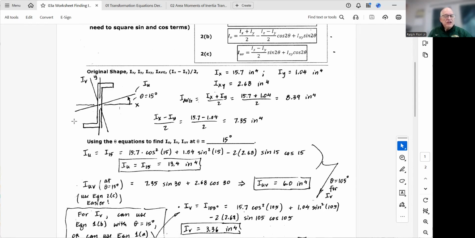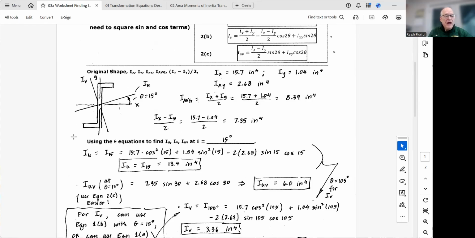So we have this S shape here, and I'm not determining the Ix, Iy, and Ixy now. We've done that in previous examples. If you did that, I didn't even give the dimensions here, but that's okay. For this particular S, Ix is 15.7 inches to the fourth, Iy is 1.04, and Ixy is a positive 2.68 inches to the fourth. So think about that.